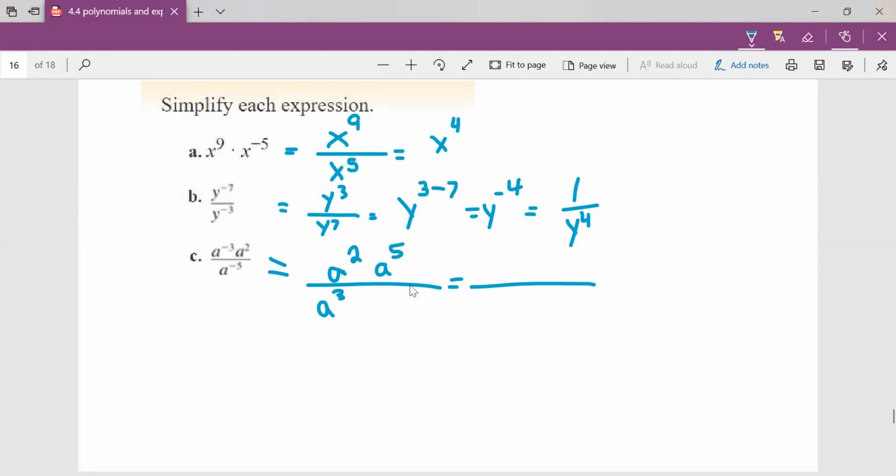Okay, now we've got to simplify. Well, a to the 2 times a to the 5th, they're on the top together. Let's combine them. What was the rule when we did that? We have to add the exponents. So it's going to be a to the 7th over a to the 3rd. And the rule now for dividing is to subtract. So we have a to the 7 take away 3 is a to the 4th.